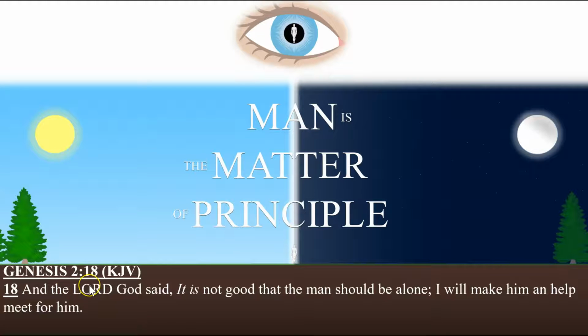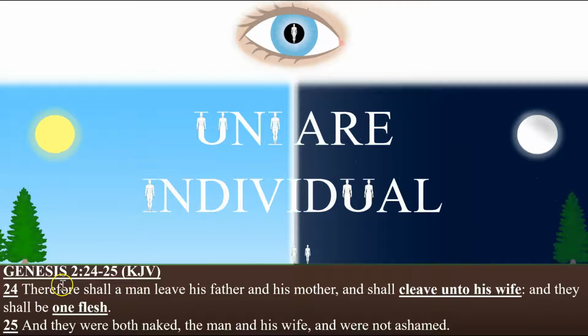Genesis chapter 2 verse 18. And the Lord God said, It is not good that the man should be alone. I will make him an helpmeet for him. Genesis chapter 2 verses 24 to 25. Therefore shall a man leave his father and his mother, and shall cleave unto his wife, and they shall be one flesh. And they were both naked, the man and his wife, and were not ashamed.